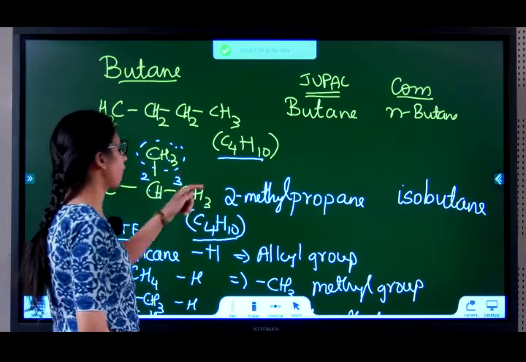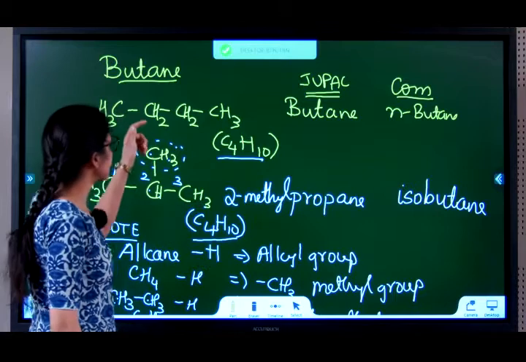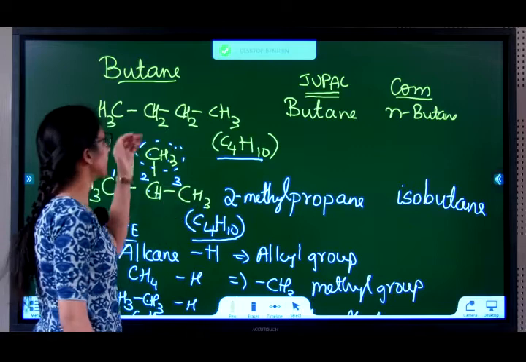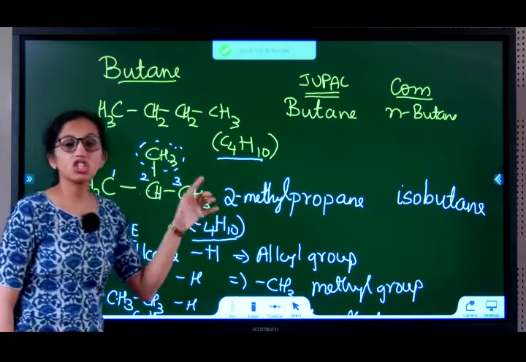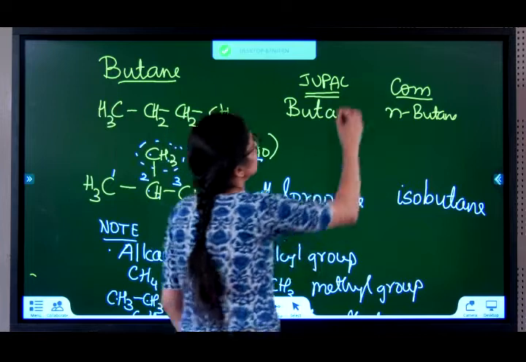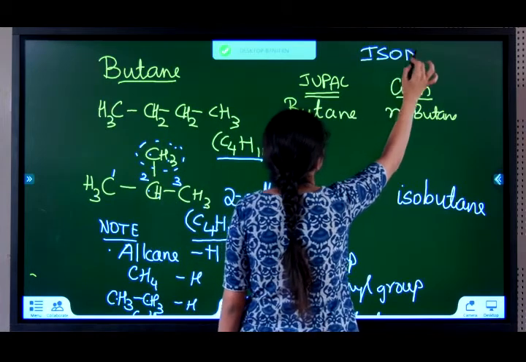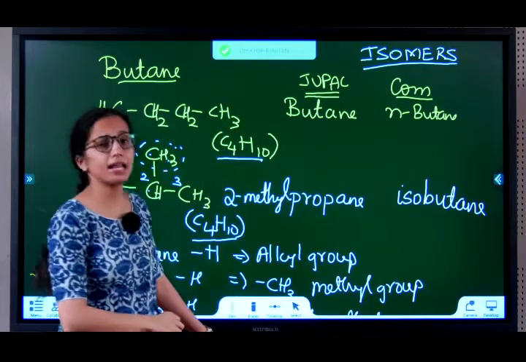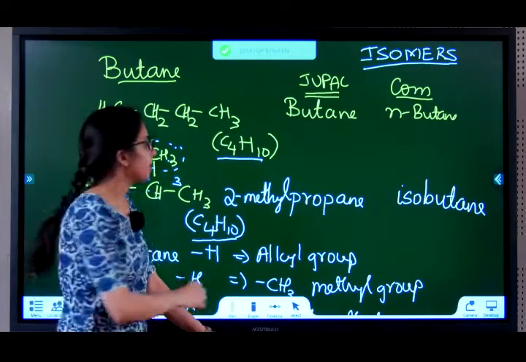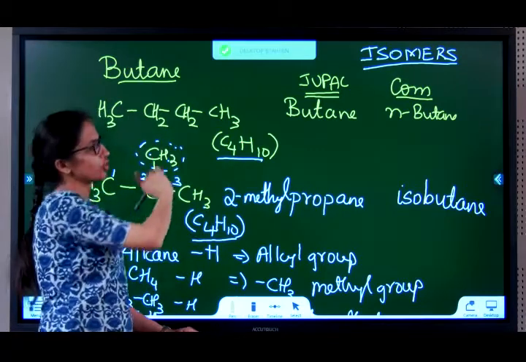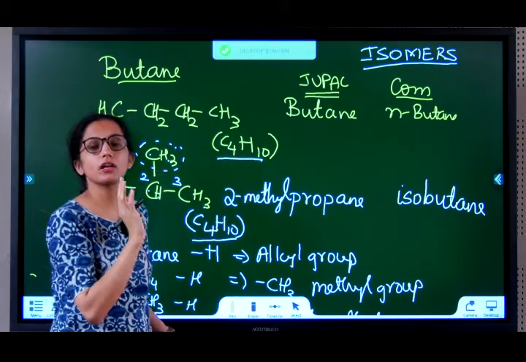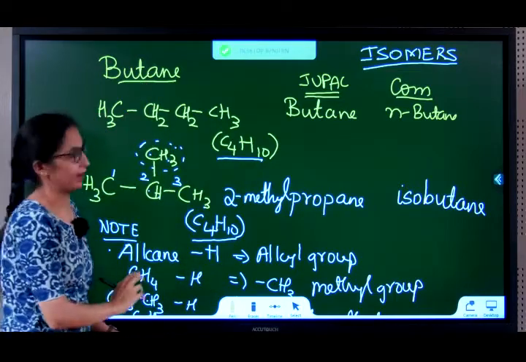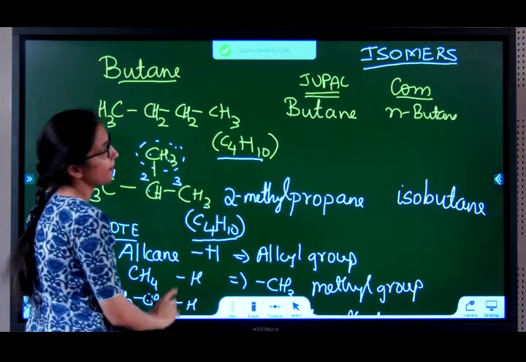Their molecular formulas are the same, but please observe their structures are different. Such compounds are called isomers. What are isomers? Isomers are those compounds that have the same molecular formula but different structural formula. So we just learned the isomers of butane. Next we'll be learning the isomers of pentane.